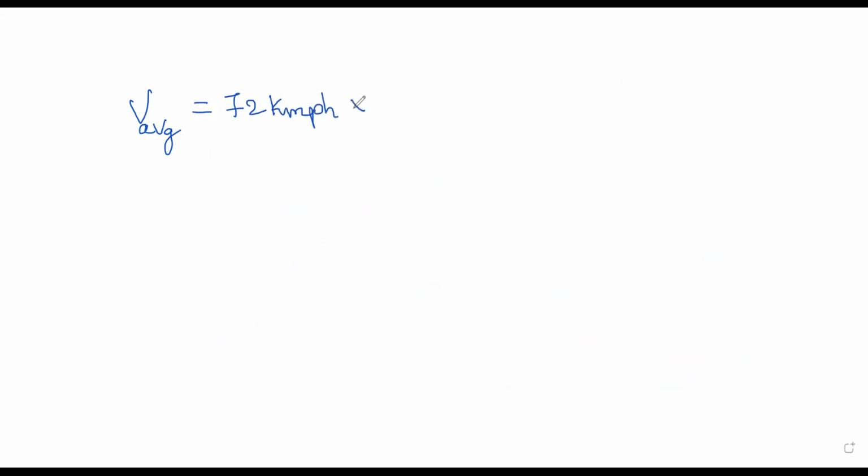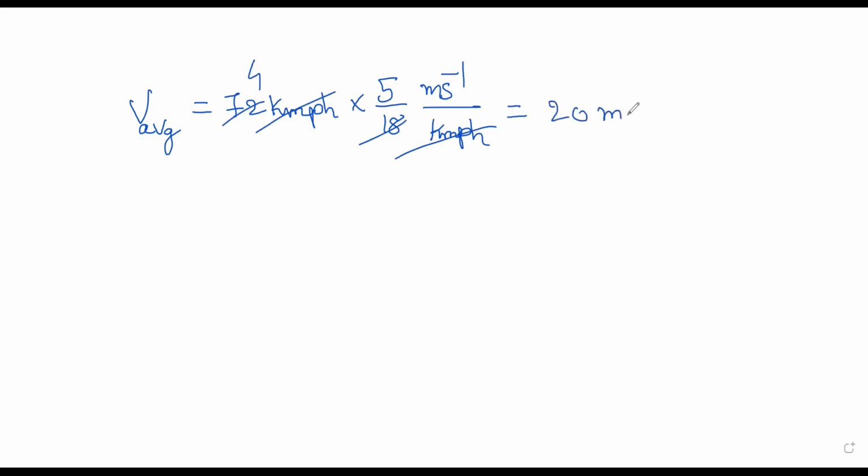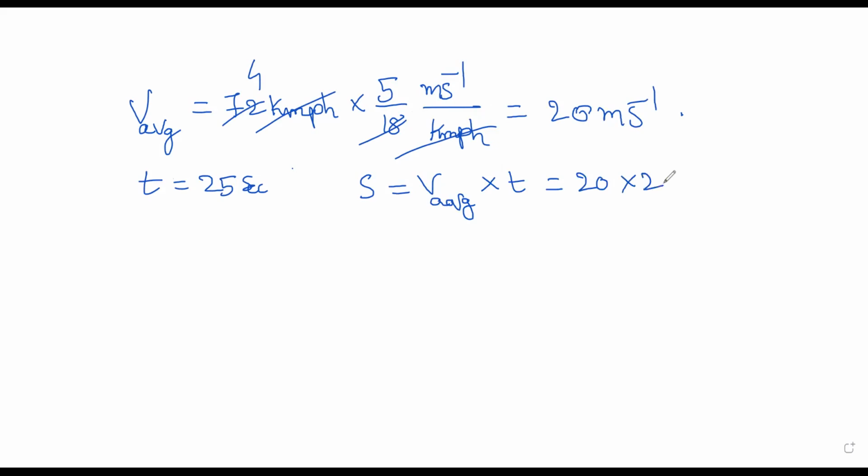So we'll put up the conversion factor 5 by 18 meter second inverse divided by kmph. So the kmph is gone. 18 fours are 72, 5 fours are 20 meter second inverse. This is the speed at which it is going. And the total time of journey they have given as 25 seconds. So the displacement is V average multiplied by t. That is 20 times 25, which is 500 meters. This is the total distance it has covered in the straight line motion.